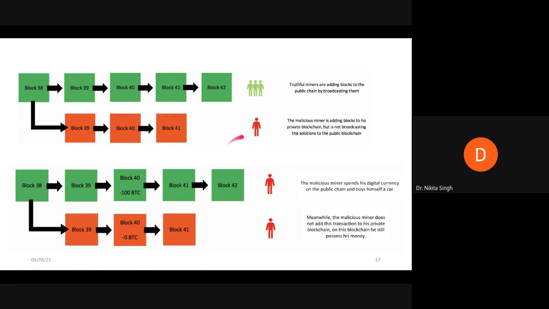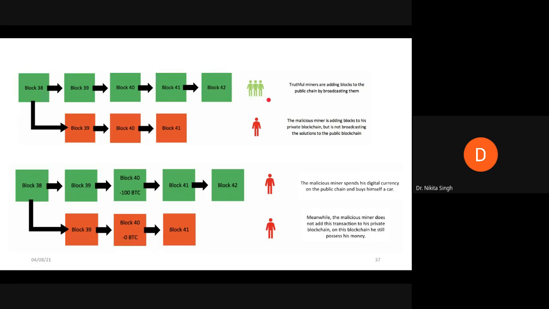Now here we have these corrupt miners. So this is the honest chain. It consists of some truthful miners who are mining the blocks, and they are broadcasting the block on the public chain by broadcasting these transactions so that all other miners can verify whatever blocks are being generated. So here we are creating an honest blockchain, and we have truthful miners who are adding the blocks.